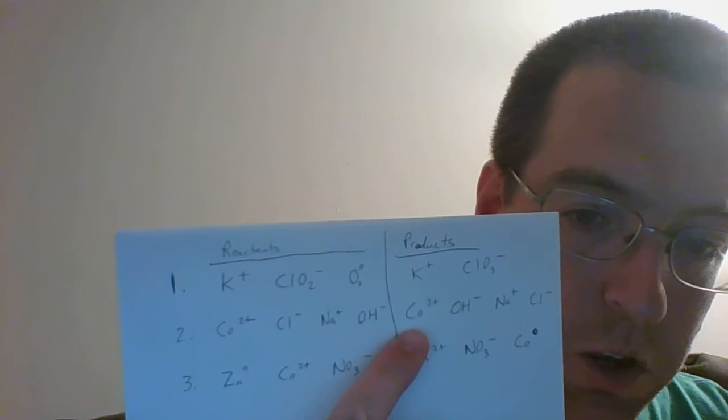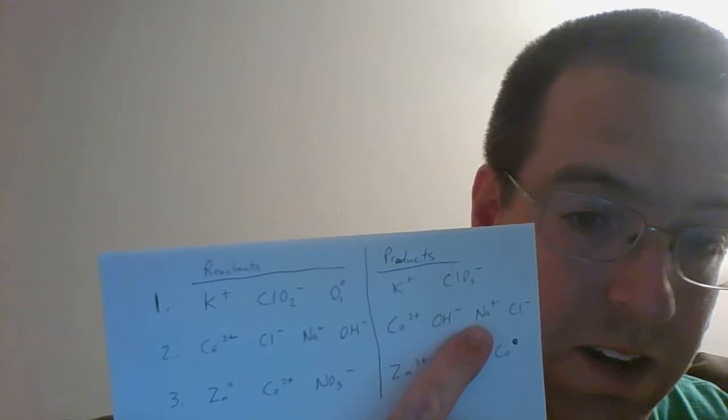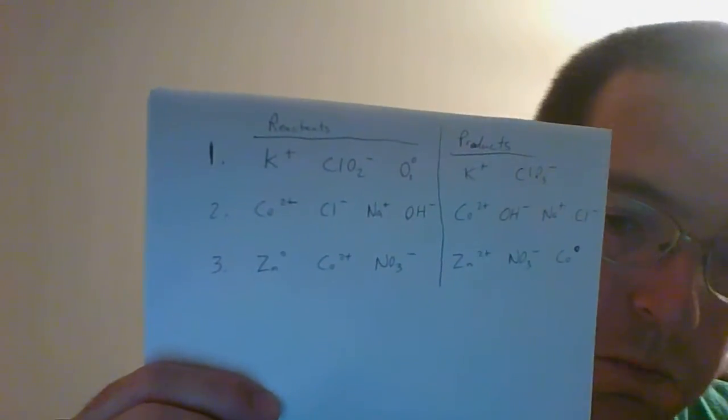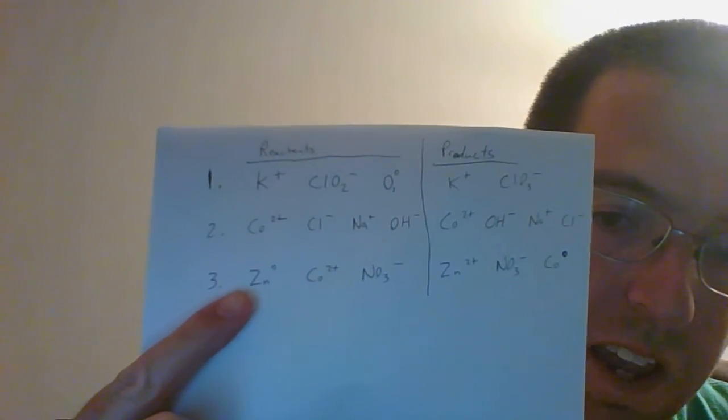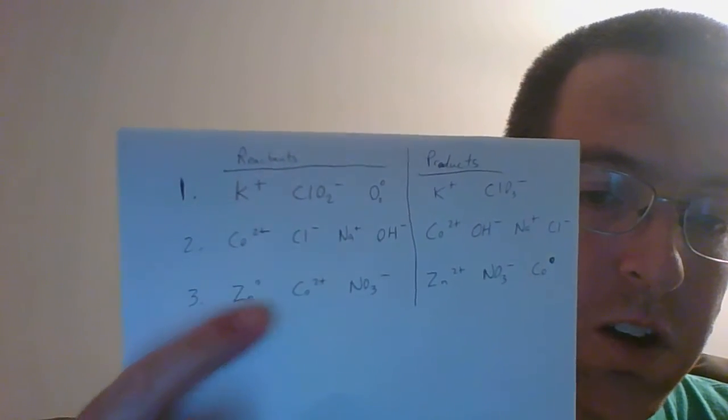And then the products, you have cobalt with a +2 charge, hydroxide with a negative charge, sodium again with a positive charge, and chlorine with a negative charge. If we move on to problem 3, with zinc, it's zinc metal here, so there's no charge on it, so it has a 0 charge.